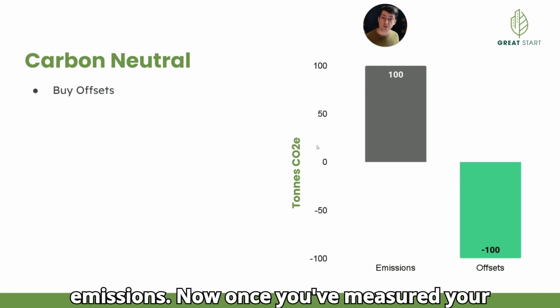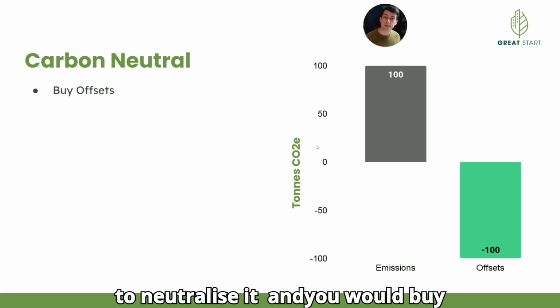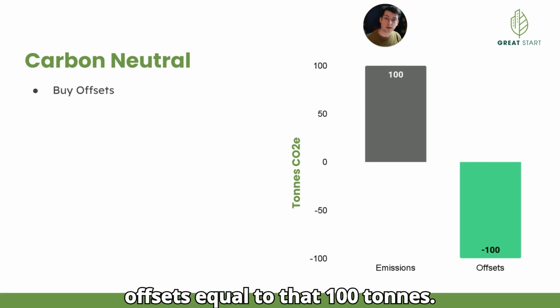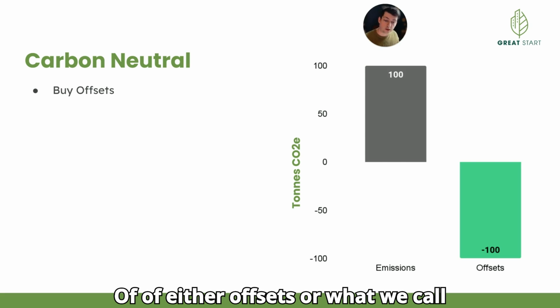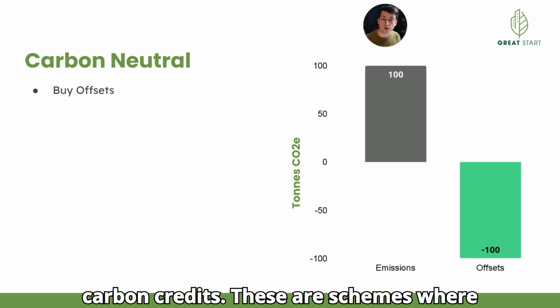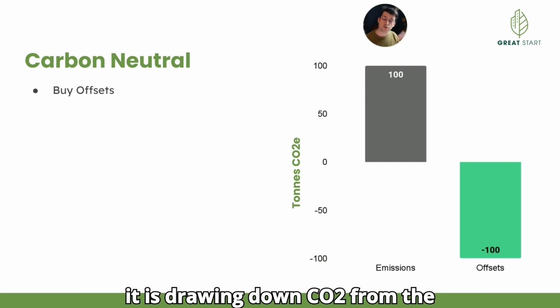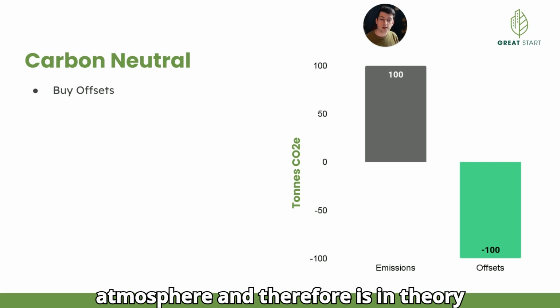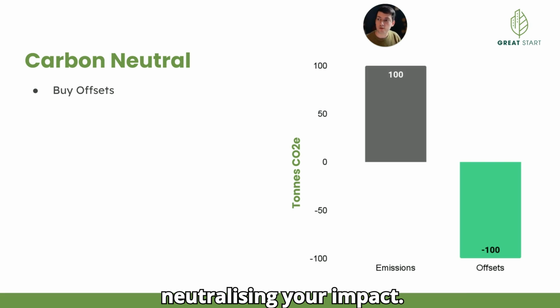Now, once you've measured your carbon footprint, you then want to neutralise it, and you would buy offsets equal to that 100 tonnes of either offsets or what we call carbon credits. These are schemes where it is drawing down CO2 from the atmosphere and therefore is, in theory, neutralising your impact.